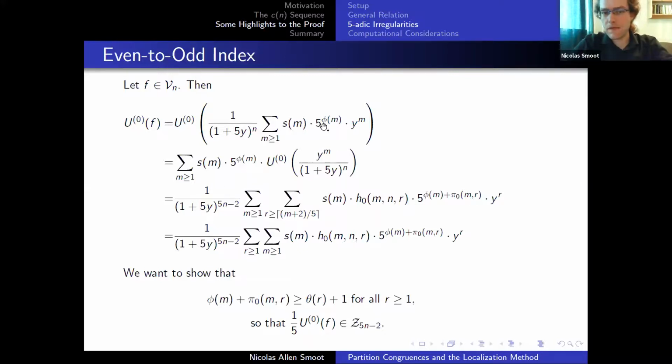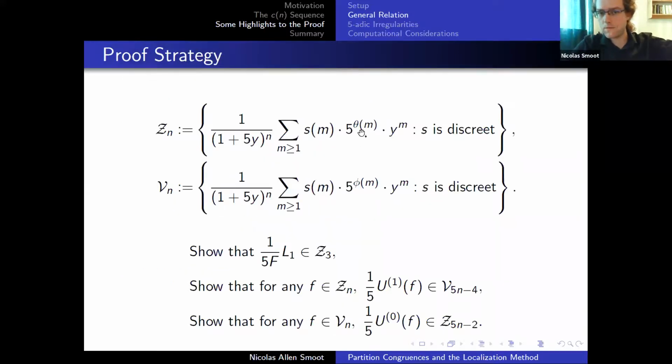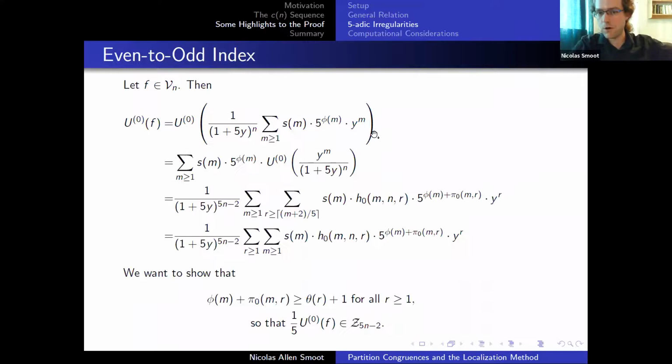And I'm starting with phi of m, and I'm going to theta m, right? And I want to pick up an extra power of 5. So all that 5 business I want to show is greater than or equal to theta m plus 1. So 5m plus pi 0 of mr is greater than or equal to theta r plus 1. So I gain an extra power of 5, and I can pull that 5 out.